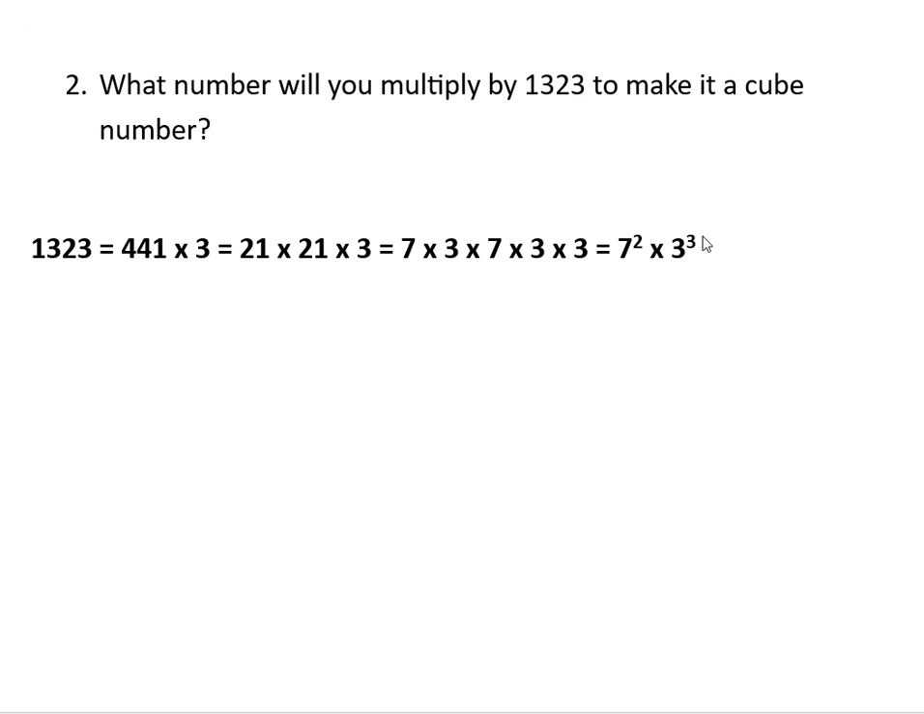Because we are talking about a cube number, we already have 3 cube and this is 7 square. What it means is if you want to make this number a cube, you have to multiply with 7 now. So the number that needs to be multiplied to make 1323 a cube number should be 7. If you multiply 1323 with 7, it will be 7 cube and 3 cube. So let's put it this way, multiply 7 on both sides. 1323 into 7 is 7 cube into 3 cube. So the answer is 7 for this.